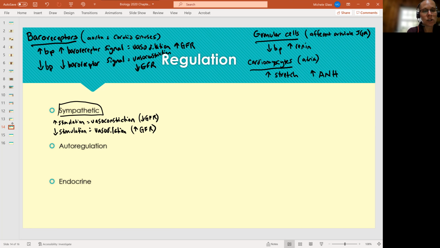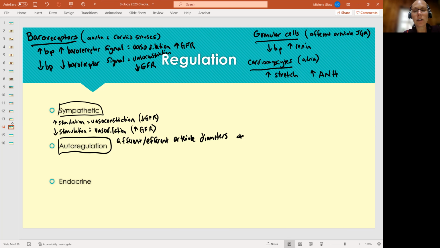When we look at autoregulation, what we're really talking about here is two things. We're going to be looking at the afferent and the efferent arteriole diameters, and we're going to be looking at the glomerulus. Autoregulation is talking about altering the blood flow through the glomerulus. So remember, when we have a big afferent arteriole and a small efferent arteriole, we're increasing pressure, which increases filtration.